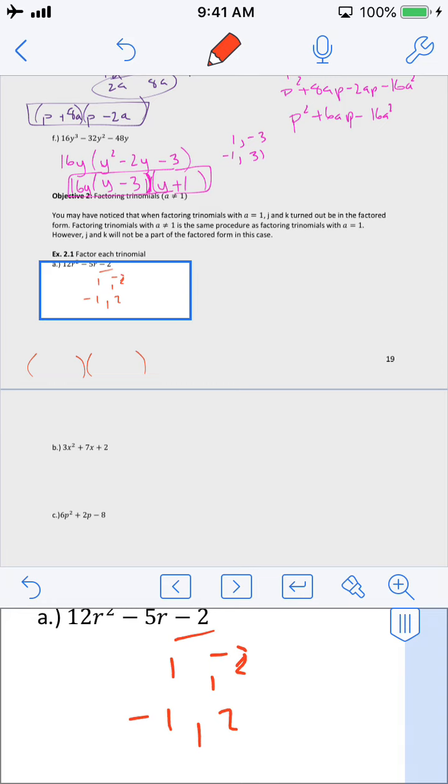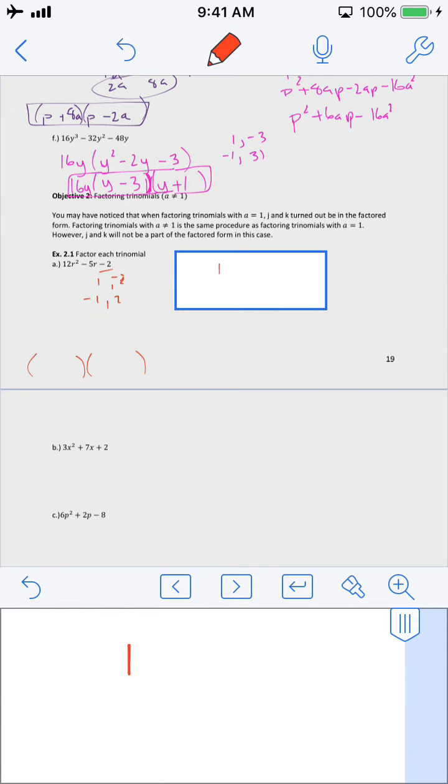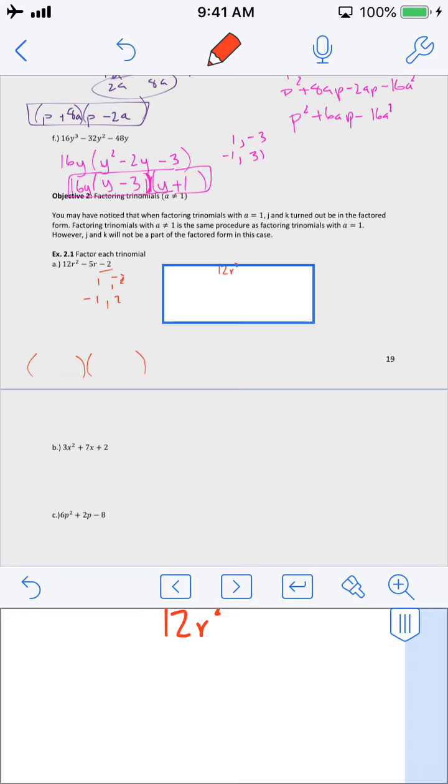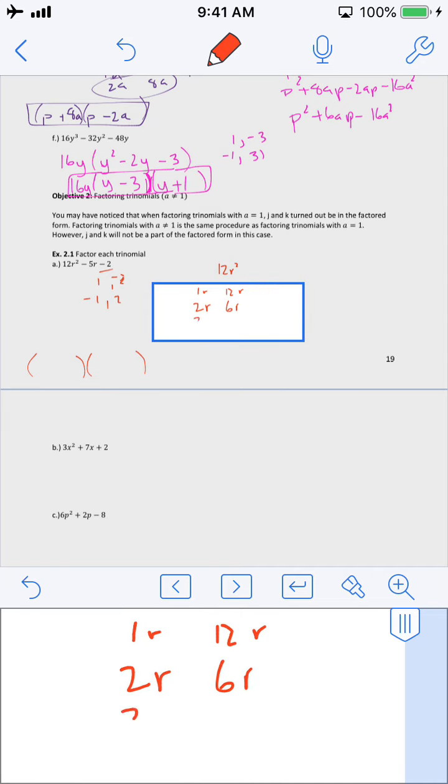Now we have to think about 12. 12r squared. So these all have r's on them. That's how we get r squared. But 12 has a few more factors than 2. So let's write them over here. 12r squared. How are we going to get this? We could do 1r and 12r, that would give me 12r squared. 2r and 6r would give me 12r squared. 3r and 4r would give me 12r squared. And I think that's just about it. Okay, so it's not super bad, right? We had 72, and that was a lot more factors. Here it's just 3.